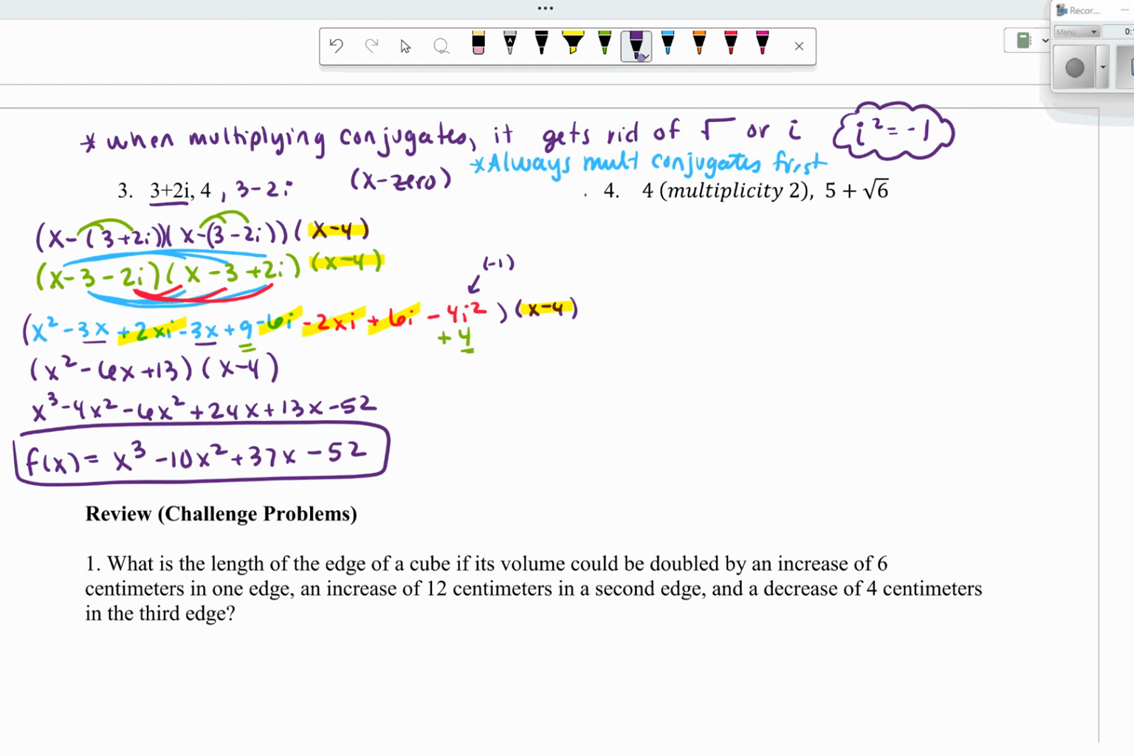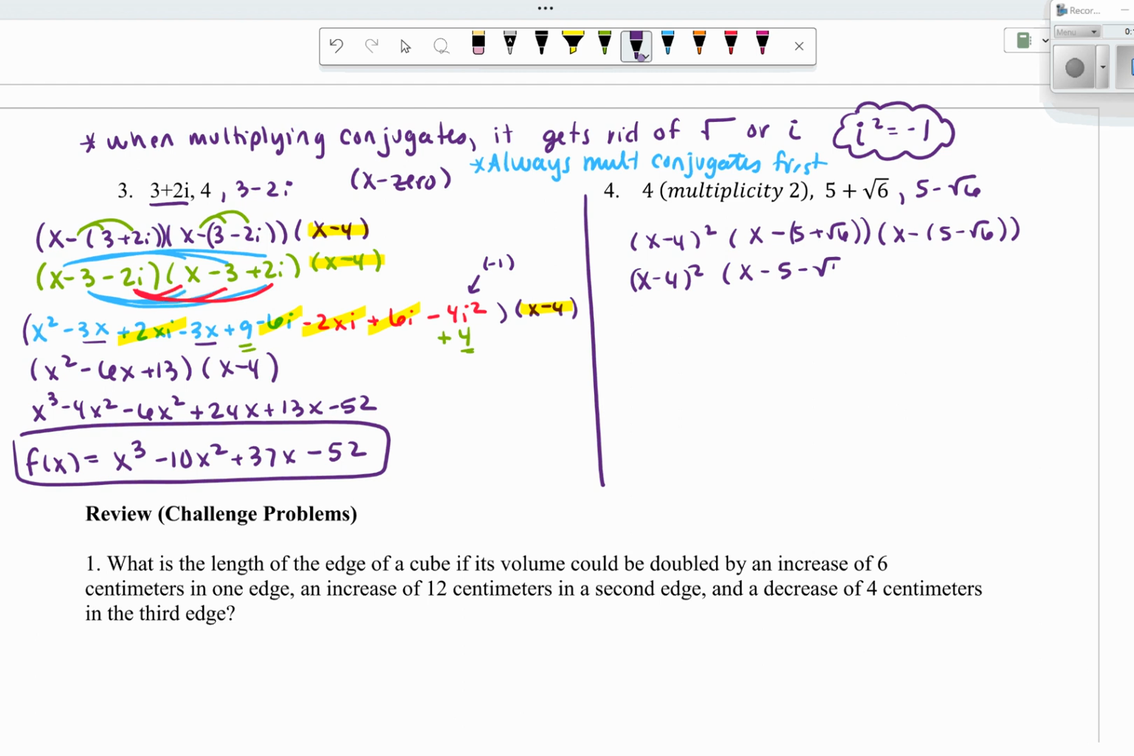All right, so let's look at the next one, question number 4. This one says 4 multiplicity 2 and 5 plus root 6. So if 5 plus root 6 is a root, then 5 minus root 6 is also a root. So for this one, we get 4 is multiplicity 2, so x minus 4 quantity squared, and then x minus the 0, so x minus 5 plus root 6, and x minus 5 minus root 6. So this becomes x minus 4 quantity squared, and x minus 5 minus root 6, and x minus 5 plus root 6.